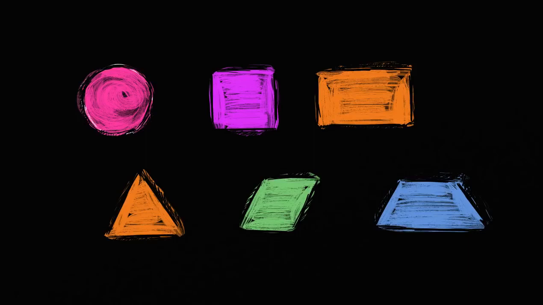I have a bunch of shapes here. Let's think about what they are. So this first shape here, you probably recognize it. It's the shape of the moon in the sky, at least on a full moon. And we call it a circle.